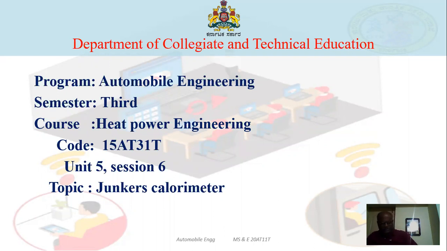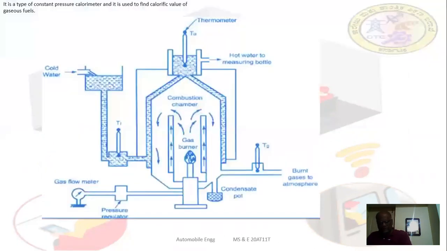In this chapter, the Jenkins calorimeter is discussed. Early in the beginning, I would like to tell you the Jenkins calorimeter is used to measure the calorific value of gaseous fuels. Right? This is the schematic diagram of the Jenkins calorimeter.